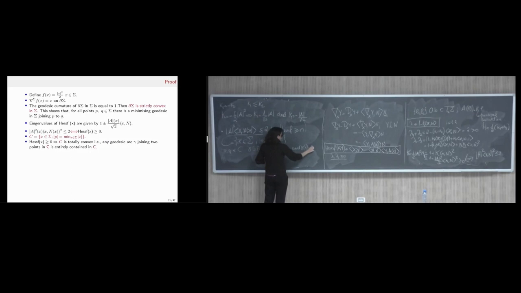I claim that gamma is inside of the set C. How do you prove that? Remember this gap here? Remember this gap here is the same as this. So if you take this function, this satisfies, so this implies that f is a convex function.